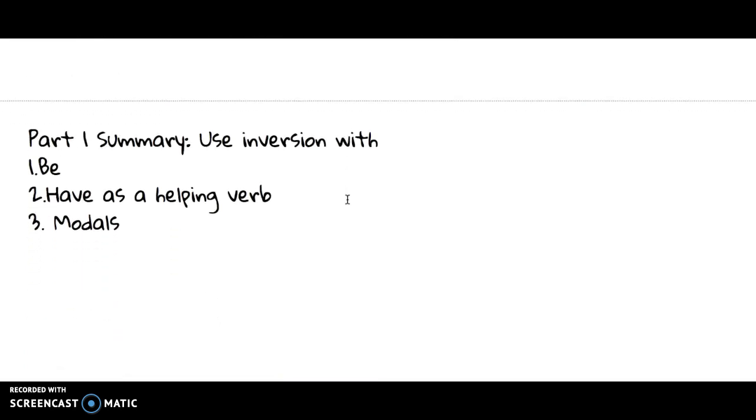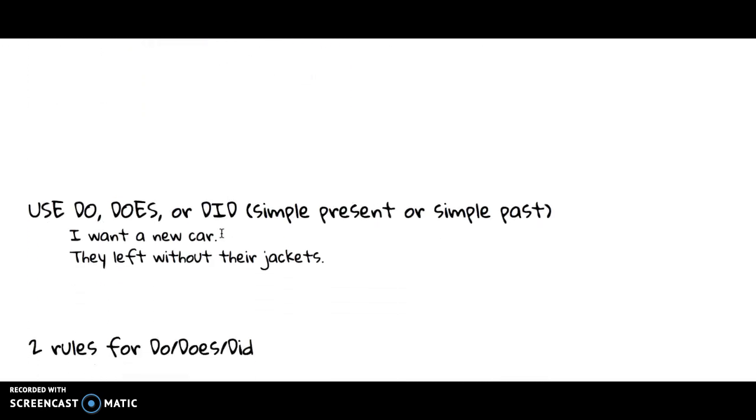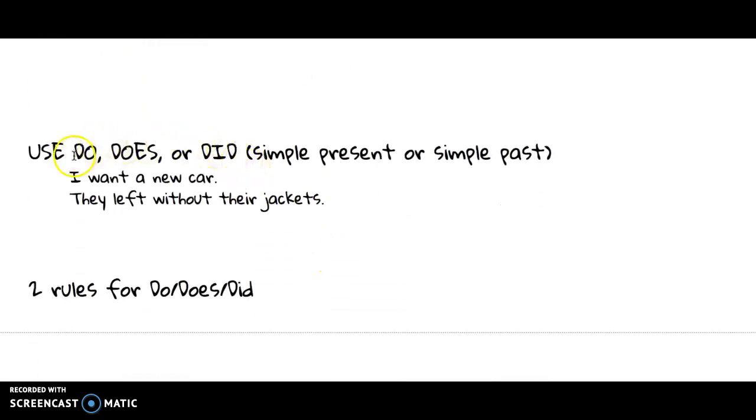So to recap our part 1, you use inversion with be verbs. You use inversion when you have, has, or had as a helping verb, and you use inversion with modals. Easy enough, right? So that brings us to part 2. Do, does, and did. These are not difficult to use, but there are some special things that you need to keep in mind.